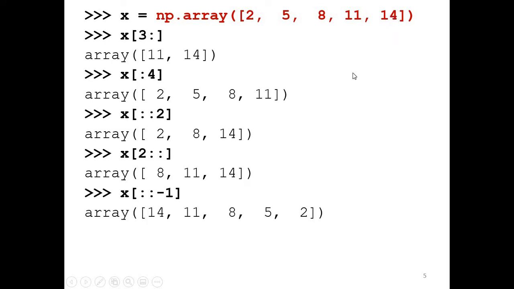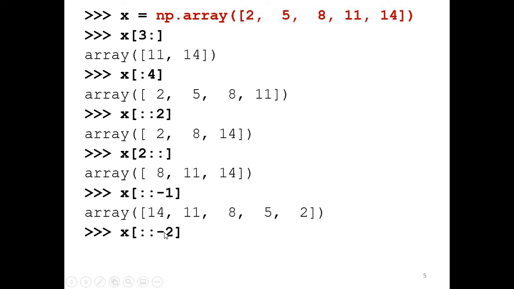So that means you will get back the reversed array. The array was 2, 5, 8, 11, 14. You try to see how it comes. The number system is like this: 0, 1, 2, 3, 4, and then -1, -2, -3, -4, and so on. So you will get the reversed array. You remember this, x colon colon -1. This is a way how you can quickly reverse an array.